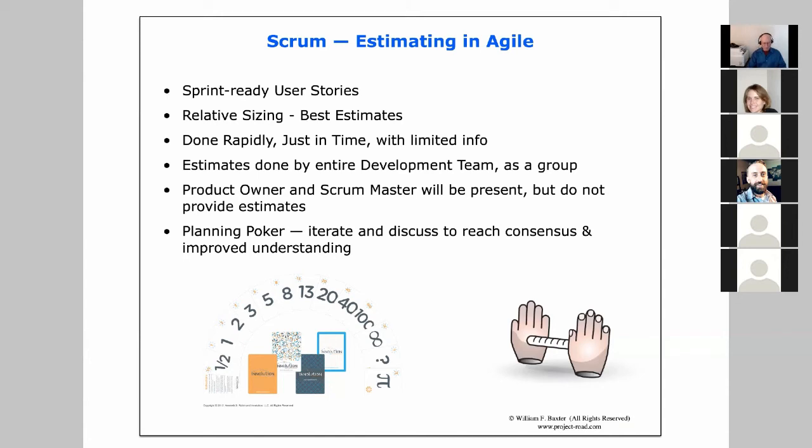And with this range of sizing, the intent is that the 8 is just different enough from the 5, the 5 is just different enough from the 3, that we can readily agree that, yeah, this is definitely a 5. It's a lot more than the 3. So we start to build a feel as a team for the sizing of the different user stories.